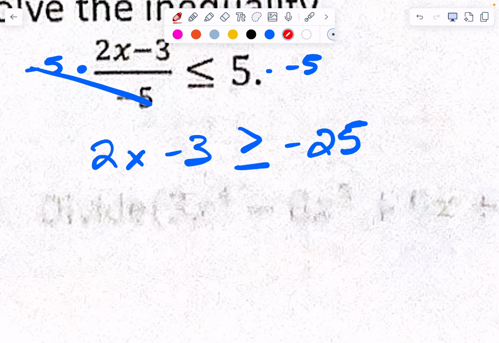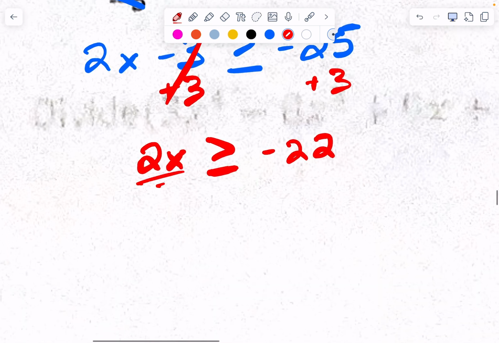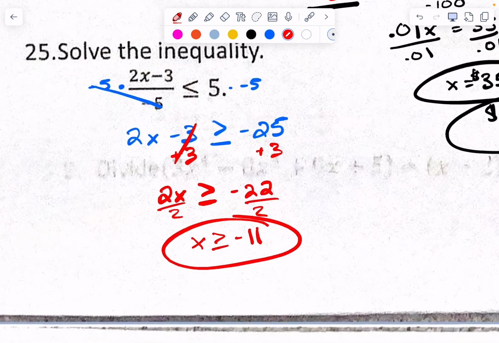Solve. Plus 3 over. Plus 3. Okay, 2x greater than or equal to negative 22, I think. Right? Divide by 2, divide by 2. x is greater than or equal to negative 11. Beautiful. That's all.